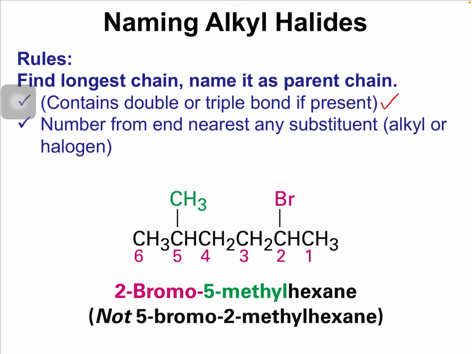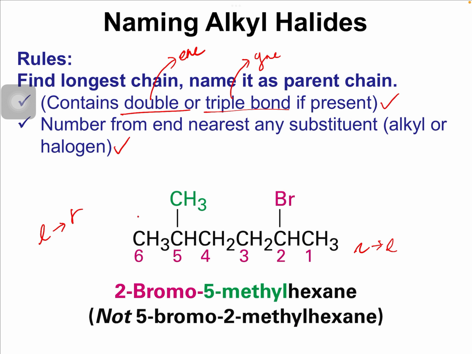Okay. So, let's give another example pa para mas masanay kayo sa pag-name ng mga organic compounds. So, according to this rule, find the longest chain, name it as a parent chain. So, that's obvious na ginagawa siya. Tingnan din kung may double bond or triple bond. So, kapag may triple bond or double bond, ang maiiba dyan, yung double bond na suffix ay magiging ene at si triple bond naman ay magiging yne. Okay? Now, ito na naman yung ruling natin last slide na number from the end nearest any substituent, mapa alkyl yan or halogen.